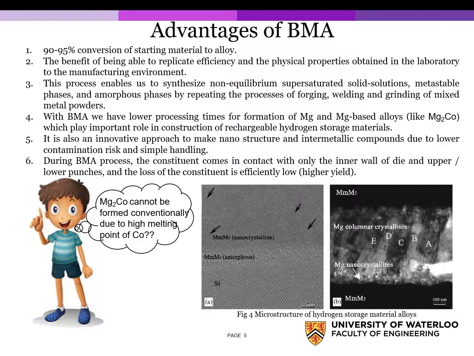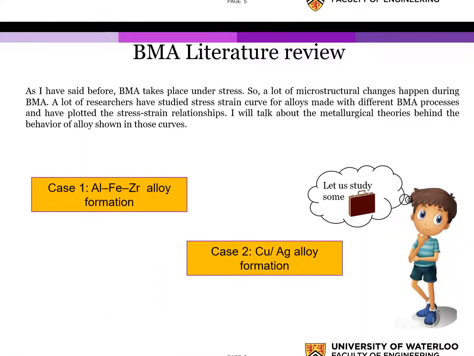Fun fact, did you know that Mg2Co cannot be formed conventionally due to the high melting point of Co? Why is it important, you ask? Because Mg2Co is the main constituent of hydrogen storage tanks. So, the cost of Mg2Co production directly affects the storage tank cost. Hence, BMA has big potential to bring down hydrogen tank costs. So, with this in mind, let us proceed with our metallurgical research on BMA.